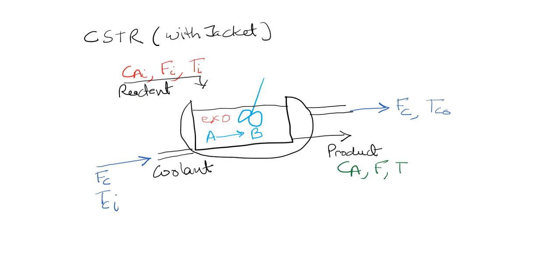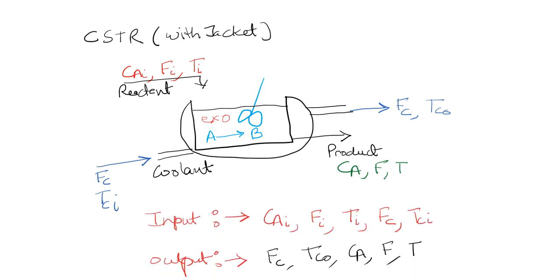Now we can classify these different variables into two categories: the input variables and the output variables. In this example, the input variables are the input concentration CAI, input flow rate Fi, input temperature Ti of the reactant stream, the input flow rate of the coolant Fc, and the input temperature of the coolant Tci. The outputs are Fc, Tc0, Ca, F and T. Clear? So these are the variables classified into input variables and output variables.